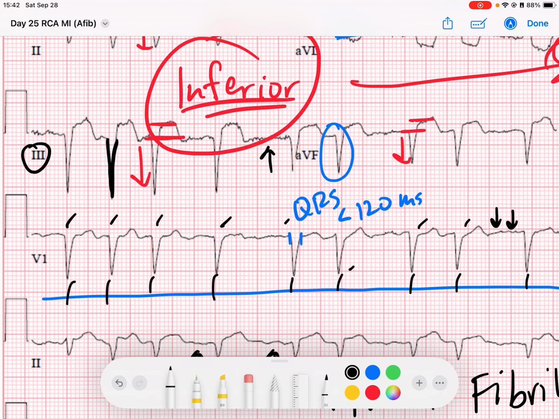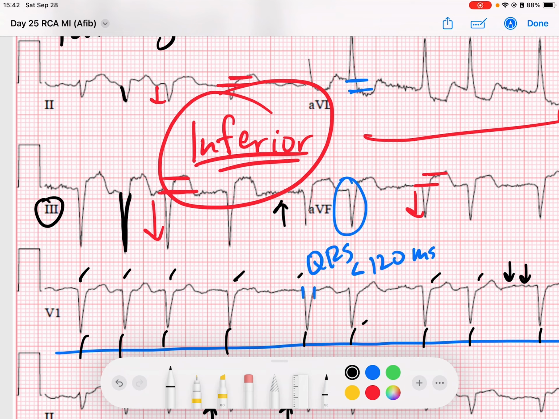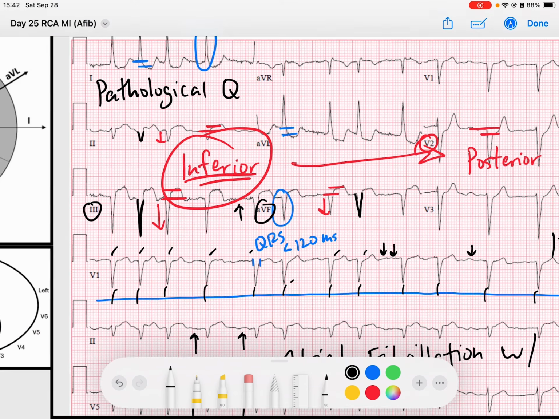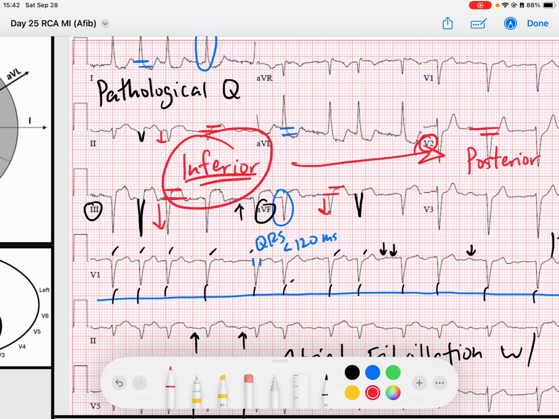Look at lead 2. It's just a negative deep Q wave. Look at lead aVF. It's just a negative deep Q wave. Those are all pathological Q waves. And that tells me that there is no measurable amount of signal heading towards these leads because that myocardium is dying. That's what pathological Q waves tell me, that there is a serious dysfunction within that region.